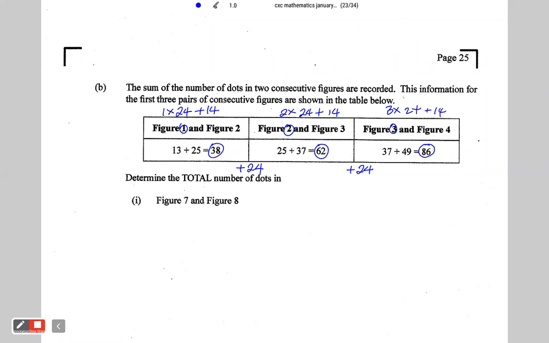That's what I've noticed. So if you're going to know figure 7, the answer here would be 7 times 24 plus 14. The answer here is 182 dots. So the number of dots in figure 7 plus the number of dots in figure 8 is 182.